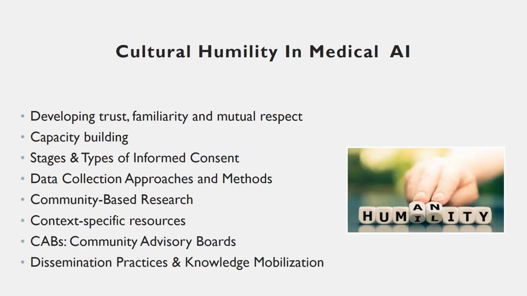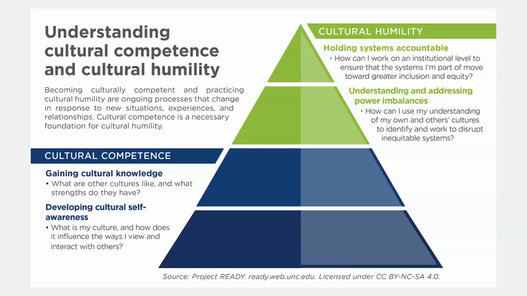So again, going back to some of that responsibility, some of that bias, you can't just have an algorithm and then hope that it works out. What are those context-specific resources? What are those community advisory boards? What about dissemination practices and knowledge mobilization? How are we going to get people involved in that conversation? And the last idea is self-reflexivity, getting people to sit down and actually have these conversations at the table and bring people to those conversations.